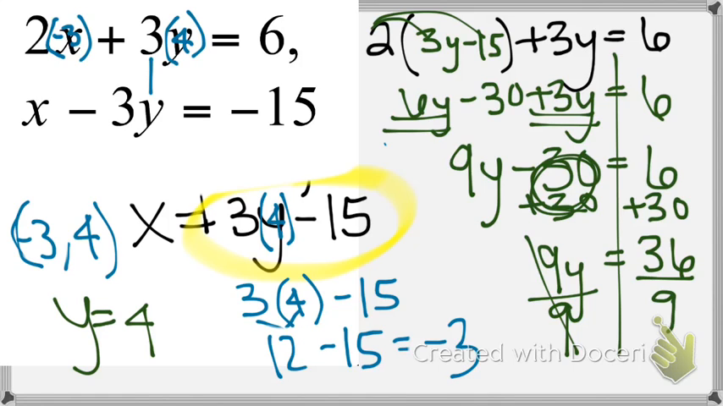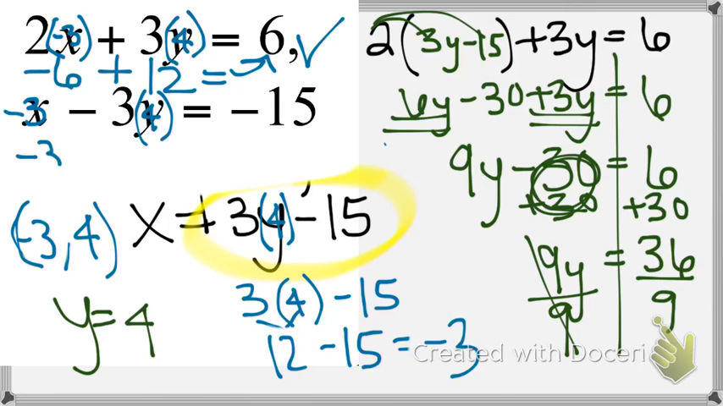3 times 4 is 12. 2 times negative 3 is negative 6. And certainly that does give me 6. So it works for the top one. So now the bottom one, negative 3. I'm going to put 4 here. Negative 3 take away 12. Is that negative 15? And yes, that works now. So glad I checked that one. I'm going to do one more.